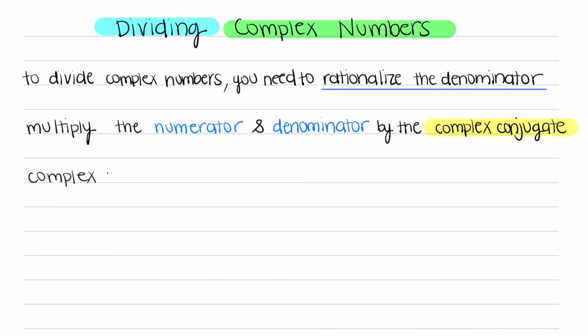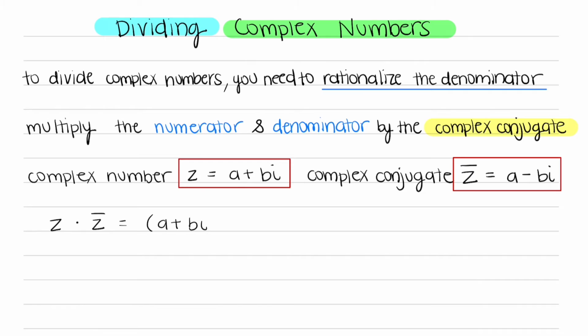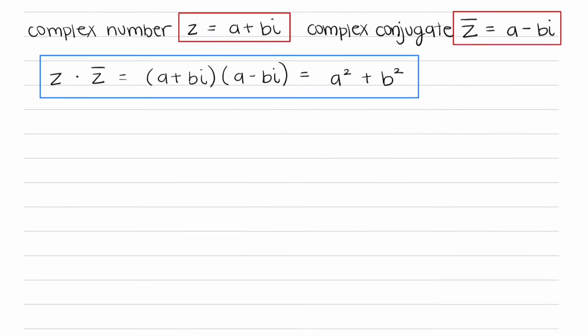So if we have a complex number, which is defined as a plus bi, its complex conjugate would be a minus bi. So if you were to multiply a plus bi times a minus bi, you would get a squared plus b squared. And that's the formula we will use. So let me show you how that would work.